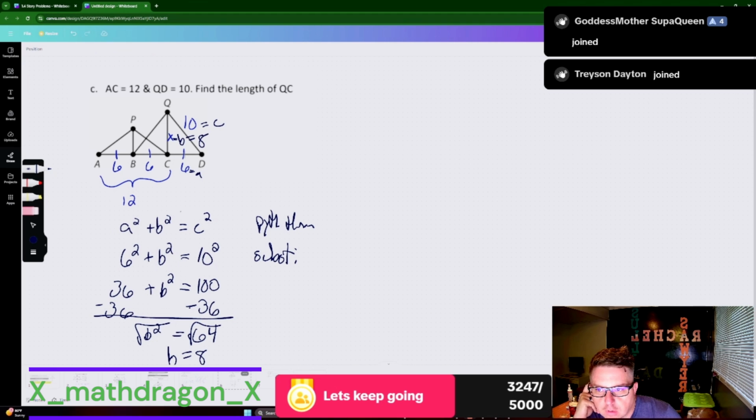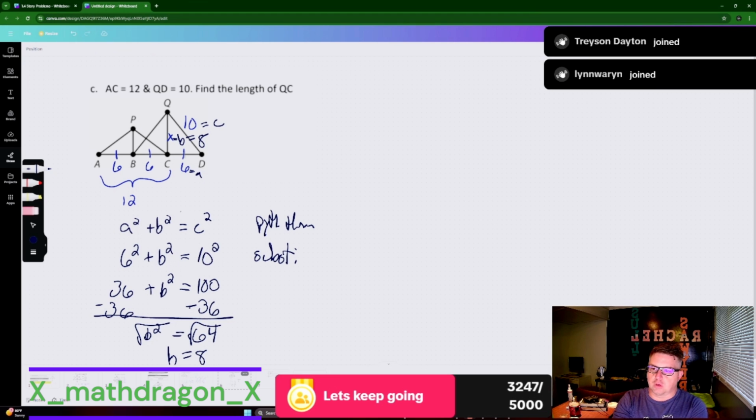However, there's got to be something before that so that we can use the Pythagorean theorem. And it's going to be the perpendicular bisector piece, but I don't know. What am I missing? Whole thing's 12. 6 and 6, so PB bisects, but that doesn't tell me anything about that. QD is 10.